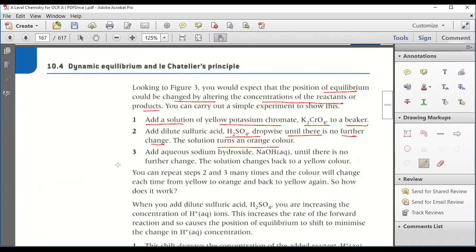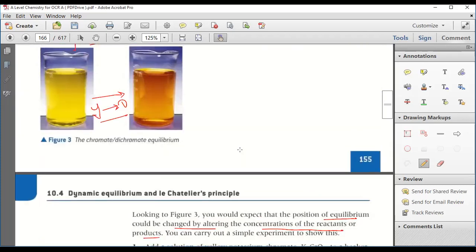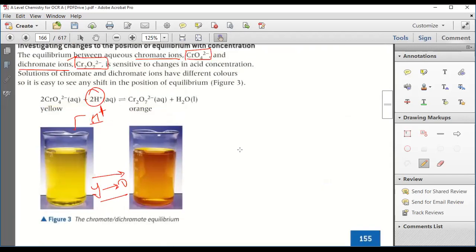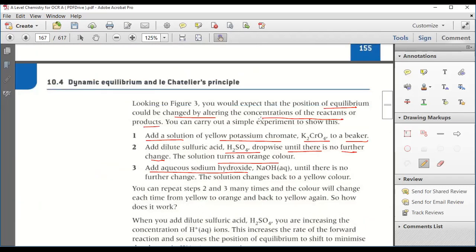Clear? Okay. Now in this orange color, add aqueous sodium hydroxide, NaOH, until there is no further change. The solution will become yellow in color. So that's going back to the yellow.